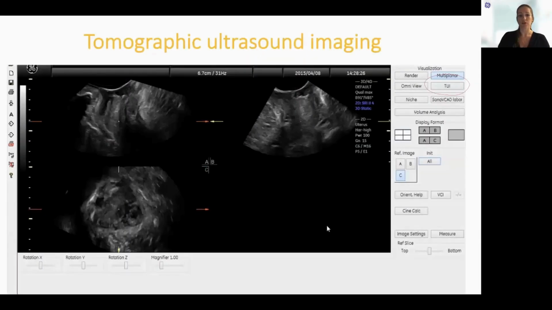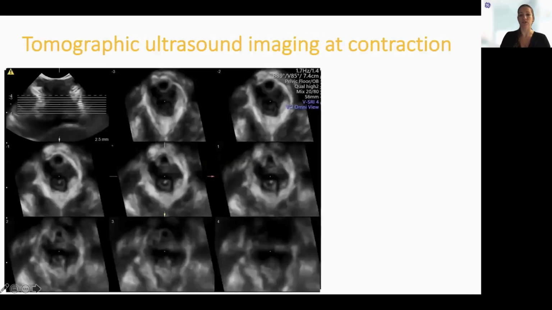In order to assess levator muscle integrity, it is recommended to use tomographic ultrasound imaging and do the assessment during contraction. And then again, we have the mid-sagittal view, the transverse view, and the coronal view. When we activate tomographic ultrasound imaging, we get the 9 images that correspond to different levels of the pelvic floor. And these 3 images are of interest to us. We see the same structures as before, urethra, vagina, and anus, and puborectal muscles.